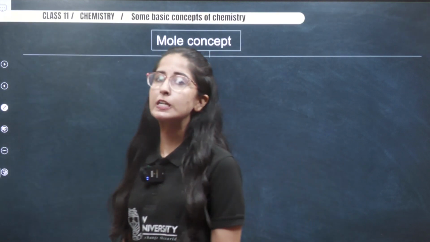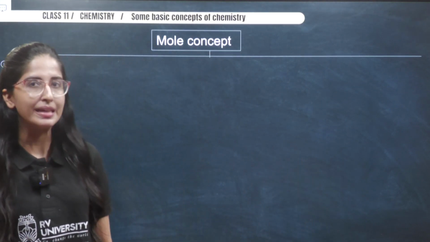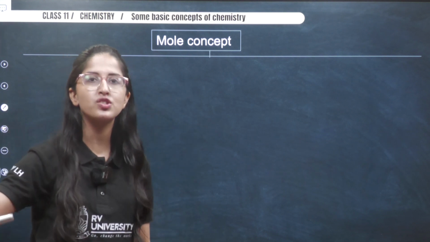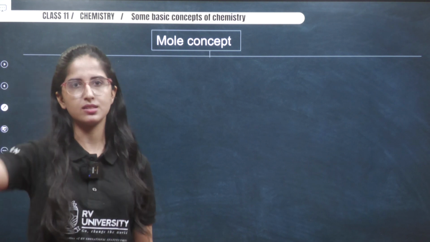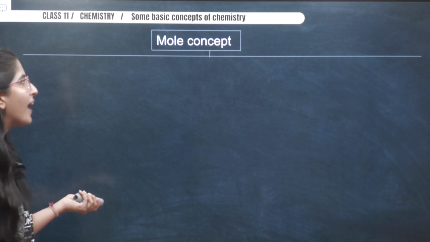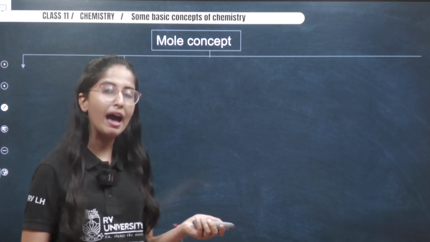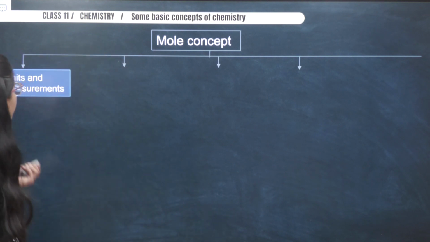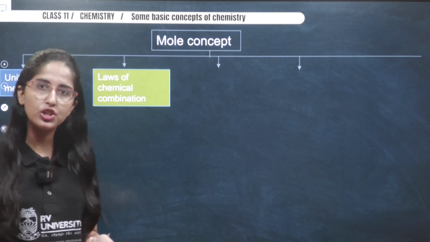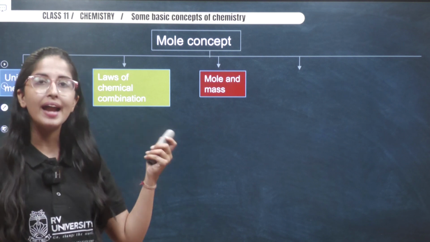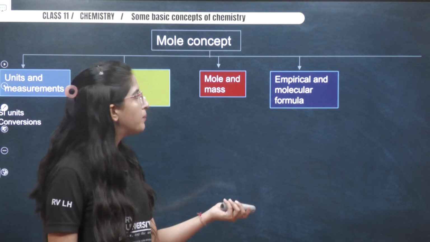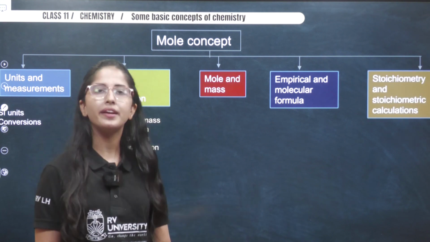So today we will be discussing our first chapter, that is some basic concepts of chemistry, which will be a base for the whole physical chemistry concepts and all the chapters throughout the sessions. Now the mole concept is divided into 5 basic sub-concepts which you have to learn. The first concept is units and measurement. The second concept will be your laws of chemical combination. The third concept is mole and mass. Next is your empirical and molecular formula. And the last one will be your stoichiometry and stoichiometric calculation.